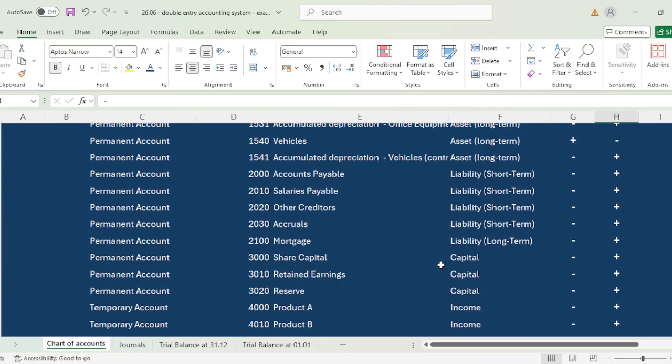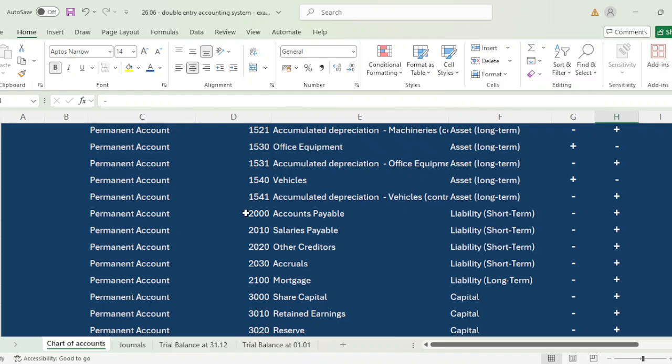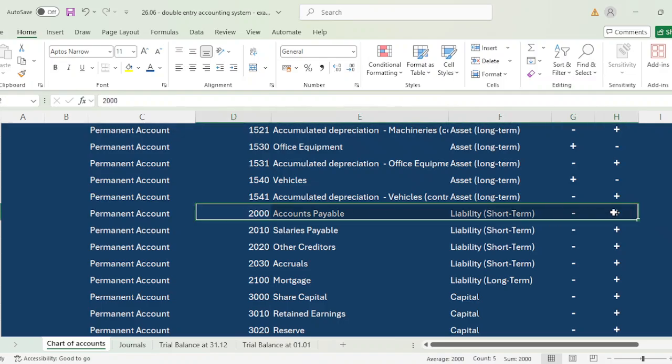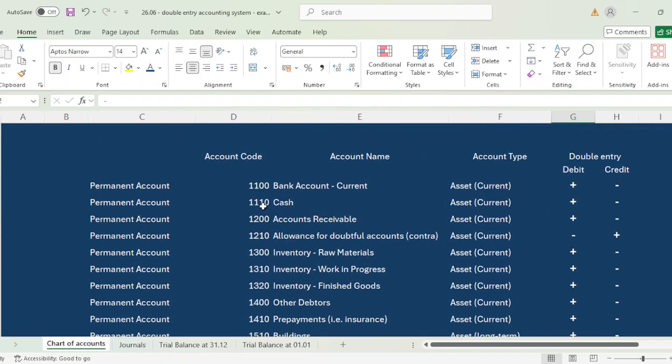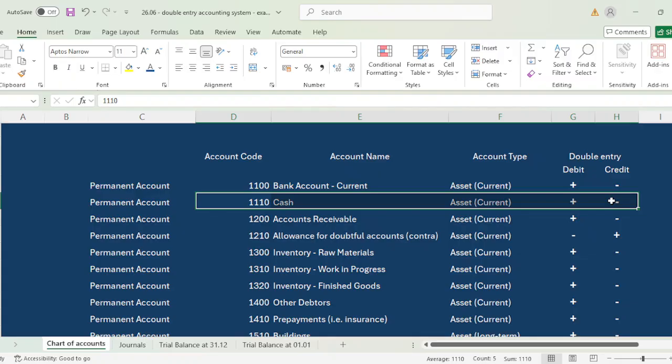The other GL code that I use for this example is the accounts payable, which is a liability, increase in credit, reduce in debit. The accounts payable is a common GL code that an accountant uses to record all the money that will be paid in the future and not immediately. The other GL code is the cash, which is an asset that reduces in credit. So now I have my GL codes ready to prepare my journal.